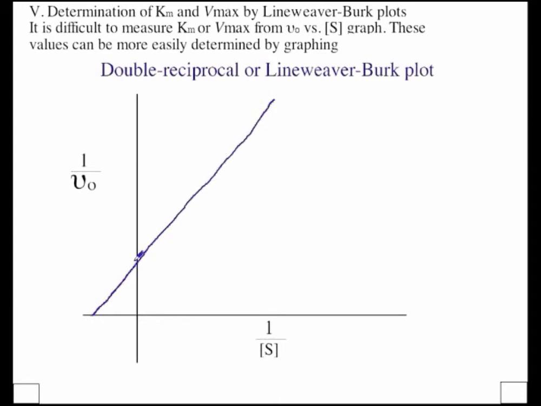And the best thing about it is that the y-intercept is equal to 1 over Vmax, and the x-intercept is equal to negative 1 over Km. That sounds easier already, doesn't it? Because we know that this line is just going to have the standard equation of y equals mx plus b. And we can make that a little more specific for this particular line, right? Because y, we know, is 1 over initial velocity.